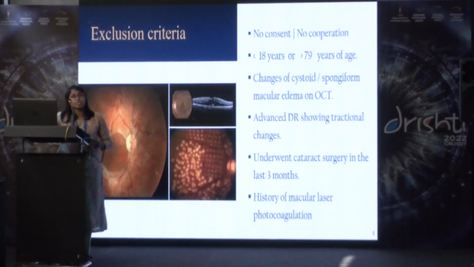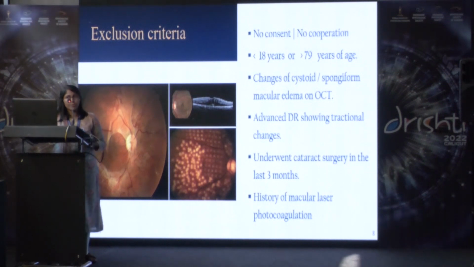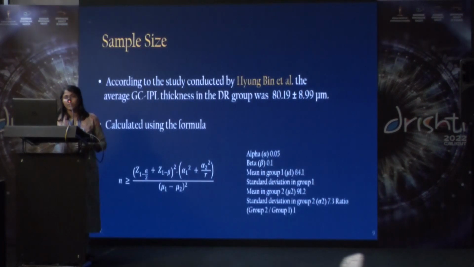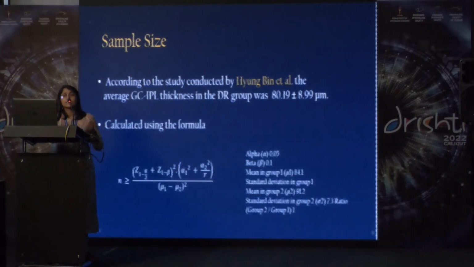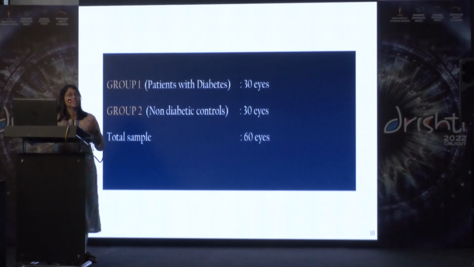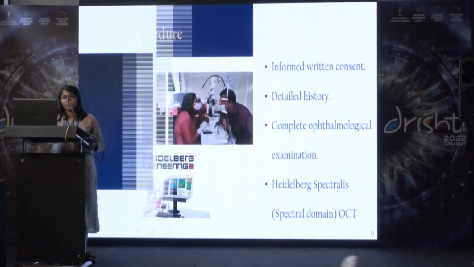Exclusion criteria: patients not giving consent, uncooperative patients, extremes of age, changes of cystoid or spongiform macular edema on OCT, advanced diabetic retinopathy changes, those who have undergone cataract surgery, and history of macular laser photocoagulation. According to the study conducted by Hyung Bin et al., the sample size was determined to be 30 eyes in group 1, that is patients with diabetes, and 30 eyes in group 2, that is non-diabetic controls, a total sample size of 60 eyes.